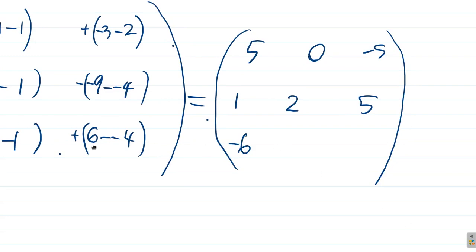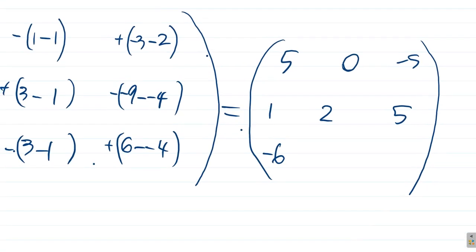And we have a negative 3 minus 1. 3 minus 1 is 2. And then a minus here, so we have negative 2. And then 6 minus negative 4. That's 6 plus 4, which is 10. Okay, that is the matrix of cofactors. Right?